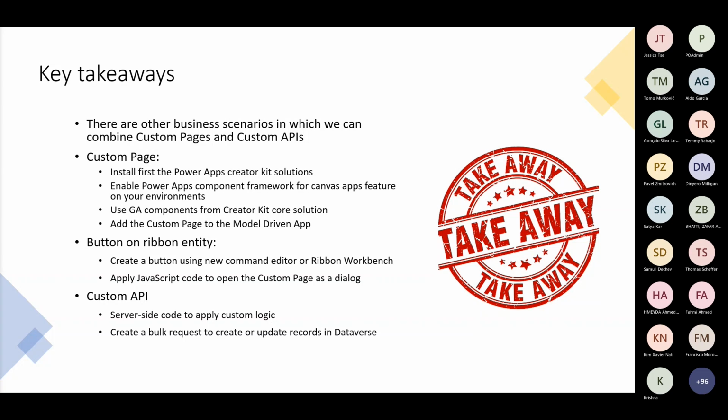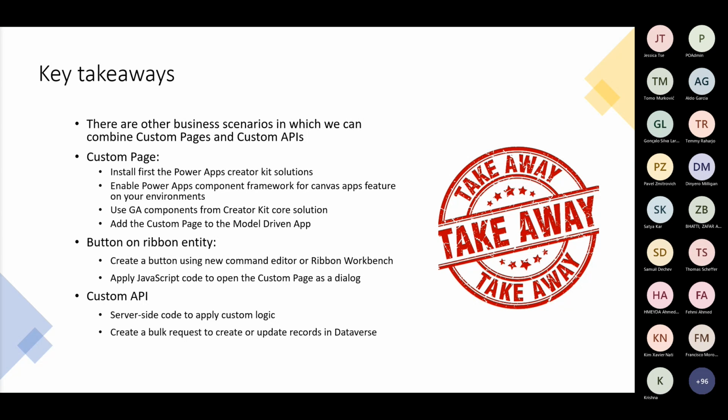So what are the key takeaways? As we saw, it's possible to combine the power of custom pages and custom APIs. First is to create a custom page. You can use the Power Apps Creator Kit solution or not. I prefer to use it because of the templates. It saves a lot of time working with containers and components like the command bar and detail list. I mean, you don't have to create them from scratch.